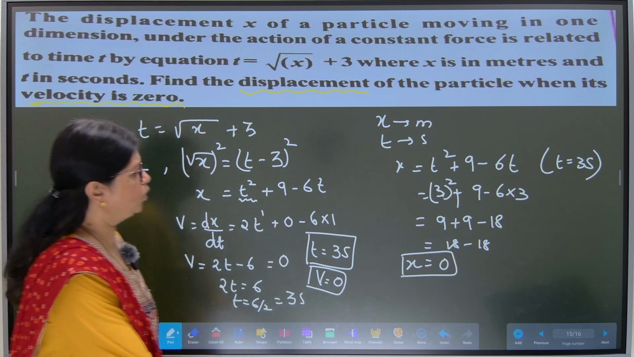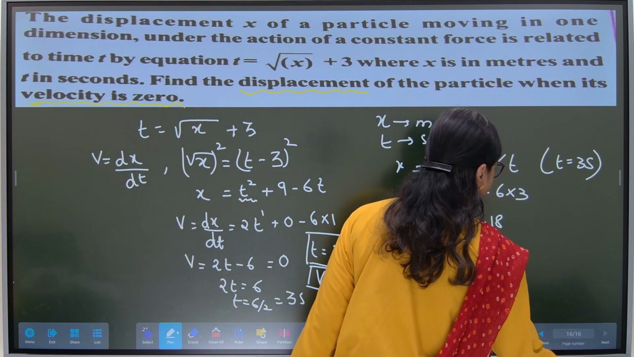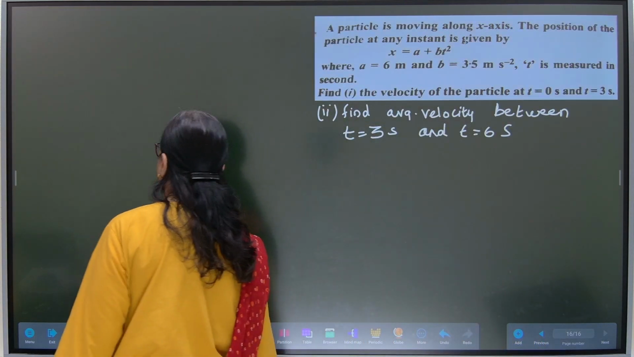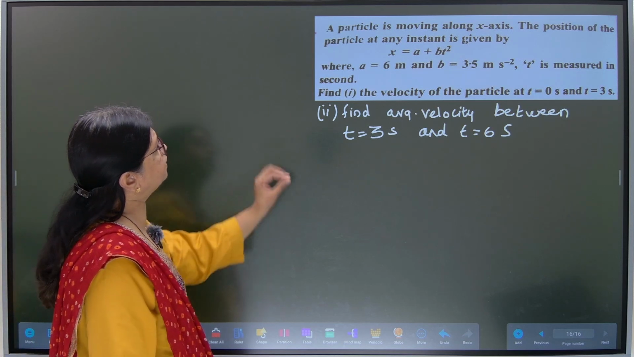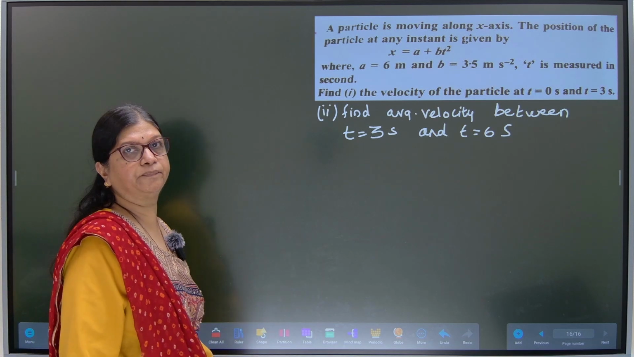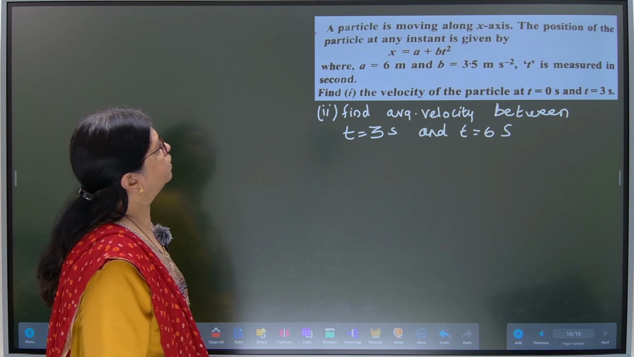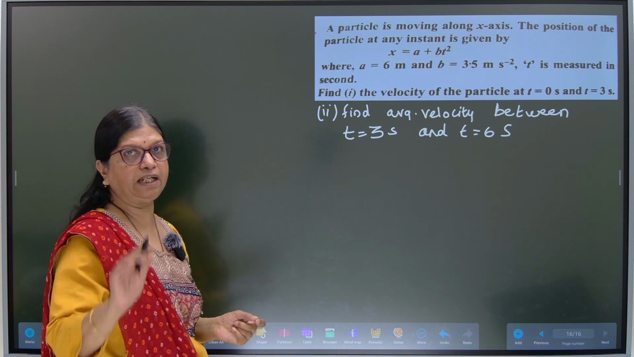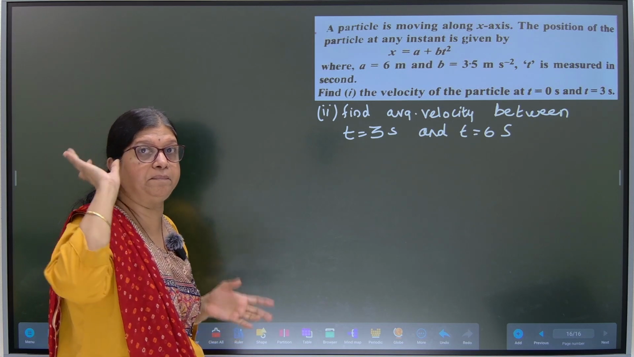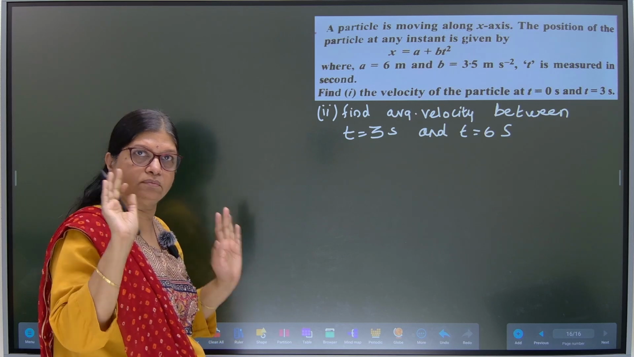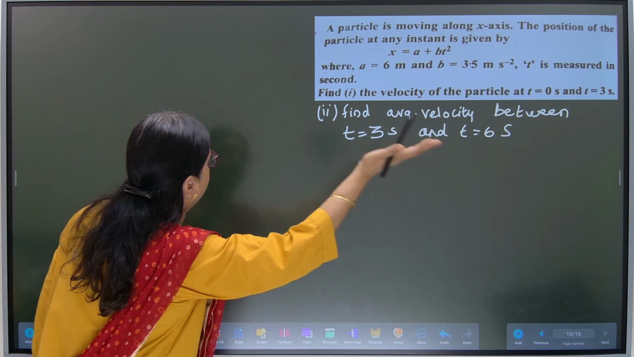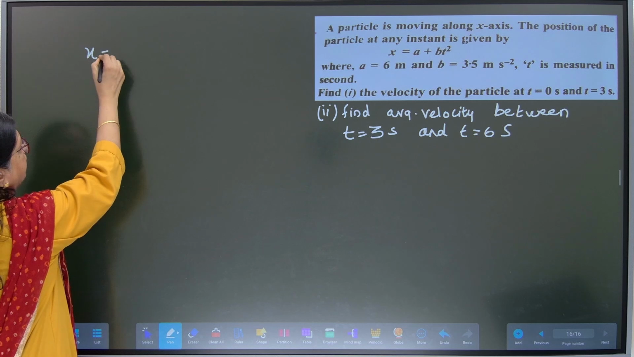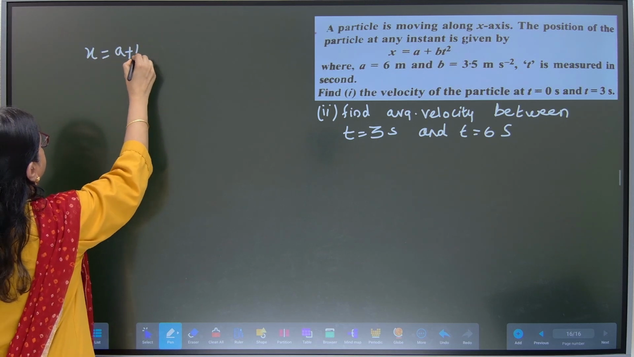Okay, now let us go to the next question. A particle is moving along the x-axis. Okay. The position of the particle at any instant. What is the meaning of instant? I already told you. Instant means that time. 4 o'clock, 5 o'clock. Okay. It is given by x is equal to a plus bt square.